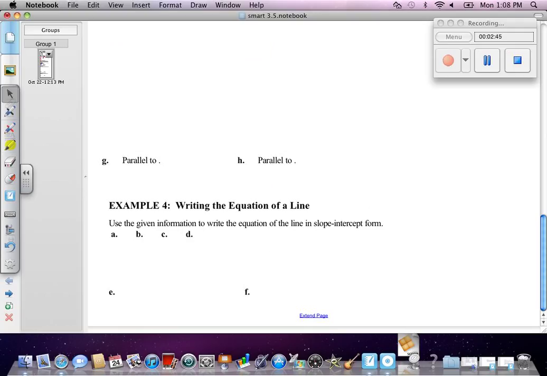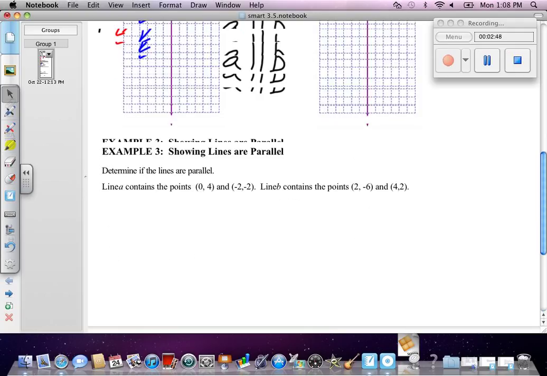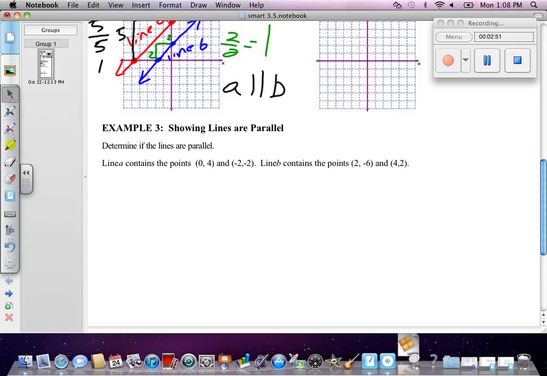Okay. For example 3, line A contains the points (0, 4) and (negative 2, negative 2). And line B contains points (2, negative 6) and (4, 2). And we have to decide if they're parallel. So we have to find the slope. We don't have a graph, so we're going to find the slope algebraically. So first I'm going to find the first line. x1, y1, x2, y2. Negative 2 minus 4 over negative 2 minus 0.